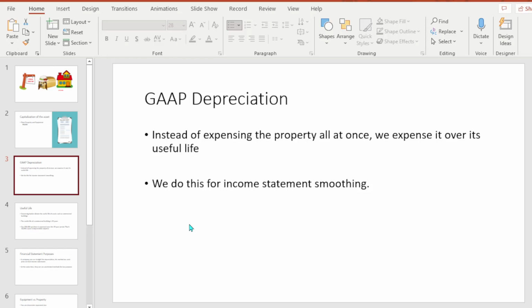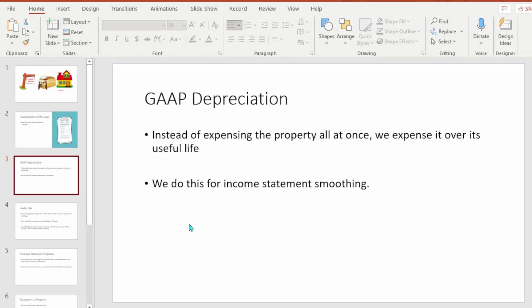So let's talk about GAAP depreciation. So in the United States, we have something called generally accepted accounting principles. And instead of expensing this property all at once, we expense it over its useful life. So let's say that I am a company and I decided to buy services from another company. Well, I expense that. But do I expense a property that I bought? Well, we do, but just not all at once.